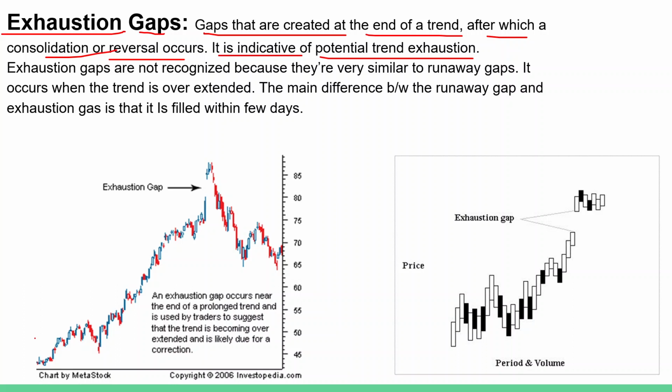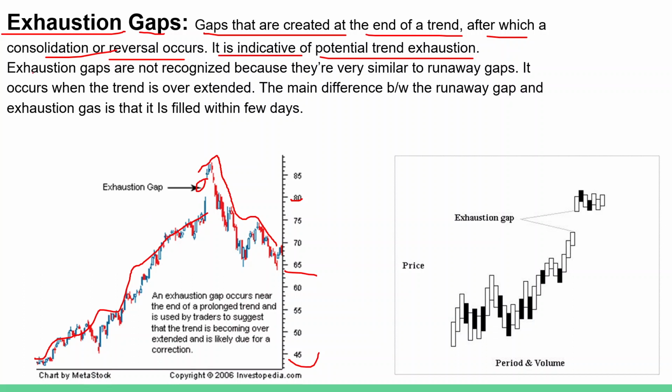As I said, as you can see in this beautiful example, the price has been moving up from around $45 to $80, almost double. And then we had a gap, and again price tried to go up but fell after a few days, and the stock is back to $65. So this is what an exhaustion gap is.